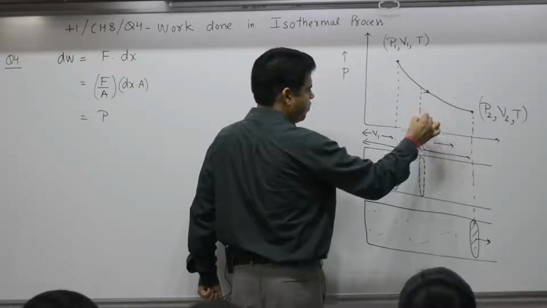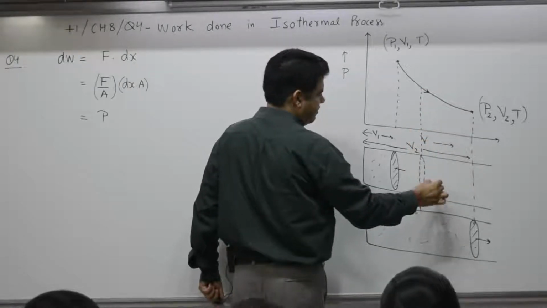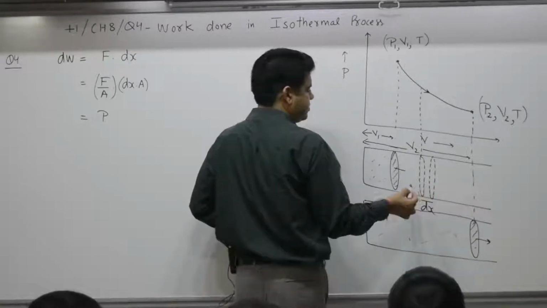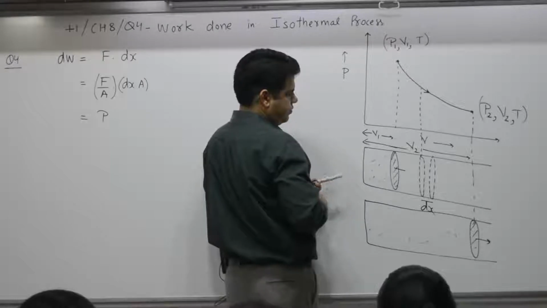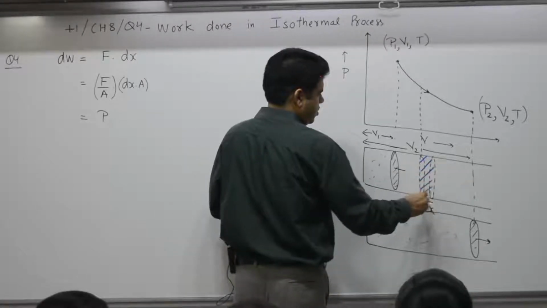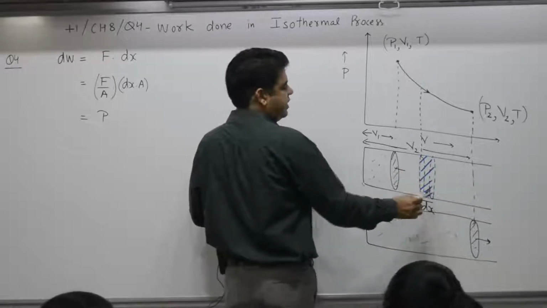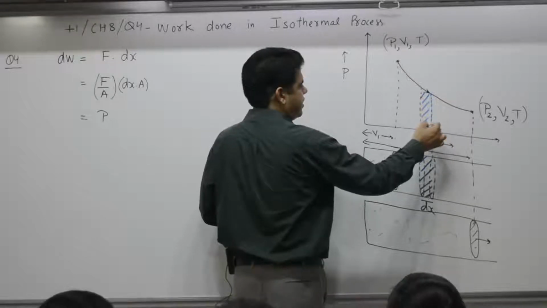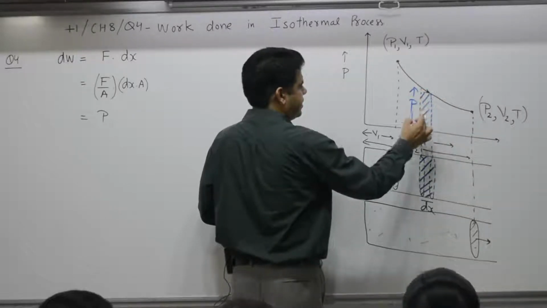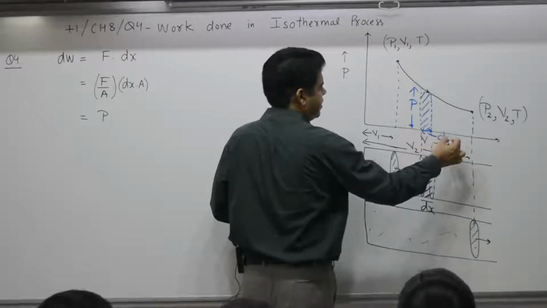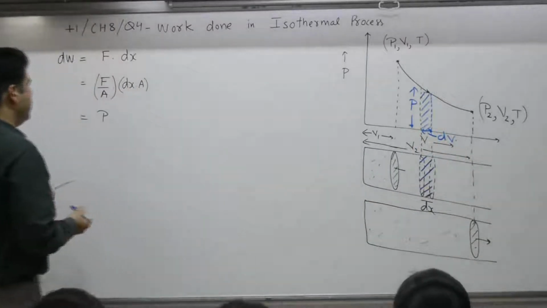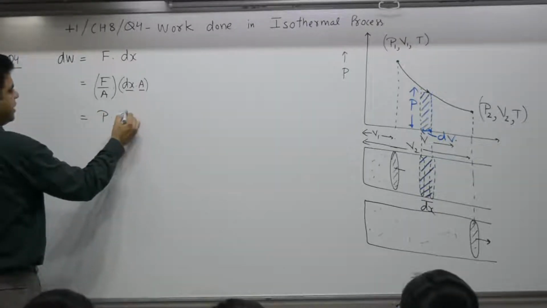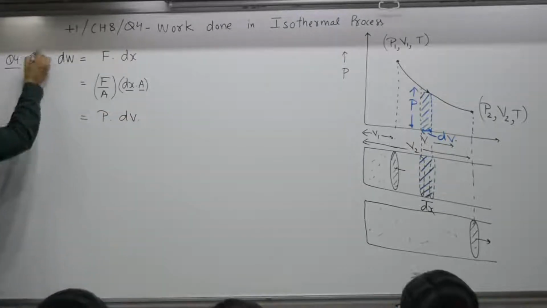This is area if it moves small distance dx. Let this is volume V. It covers small distance dx. This is small distance covered dx. This is small volume, is how much? Area into dx. And on the diagram, this is pressure P, this is small volume dV. Small amount of work done is area into distance is volume, it is P dV. This is step number 1.